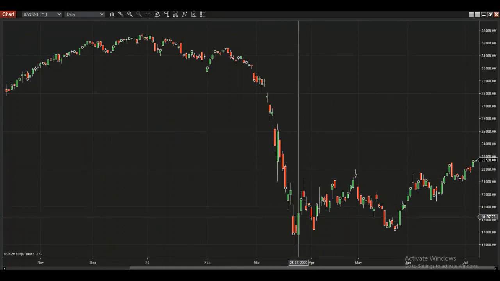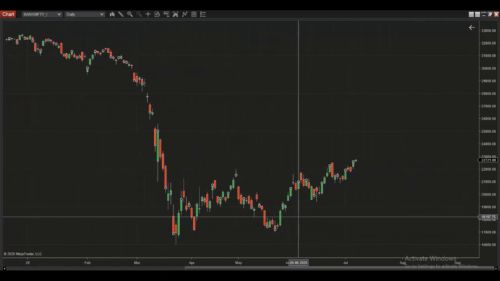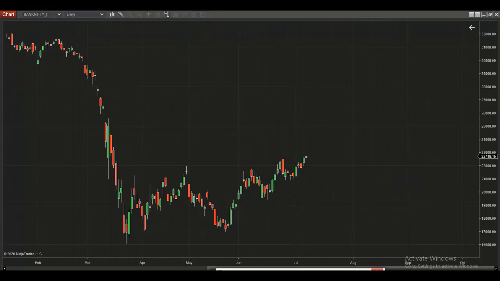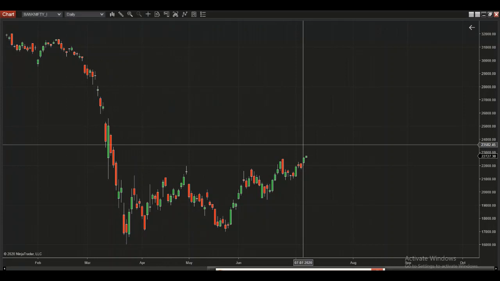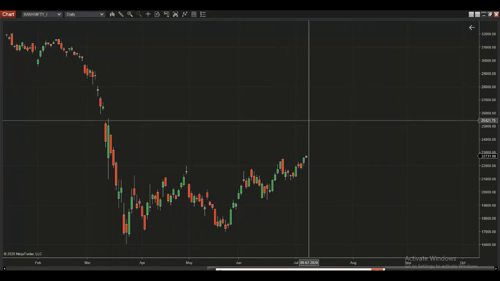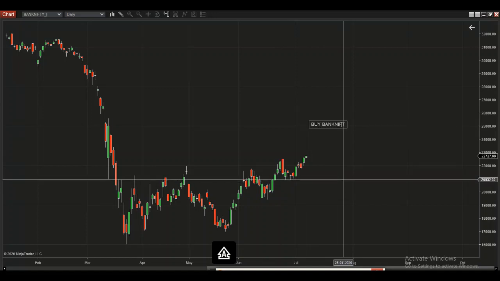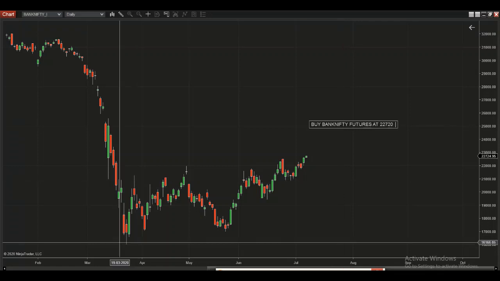Okay, so I am initiating a buy trade here in Bank Nifty. Just at current market price at 918 only. Okay, so buy Bank Nifty futures at the price of 22,725, 730. Let me buy this at 720 and give me a minute, my dear friends.